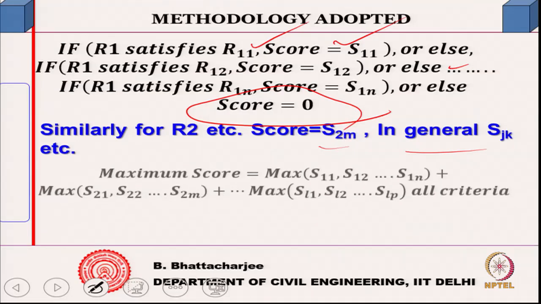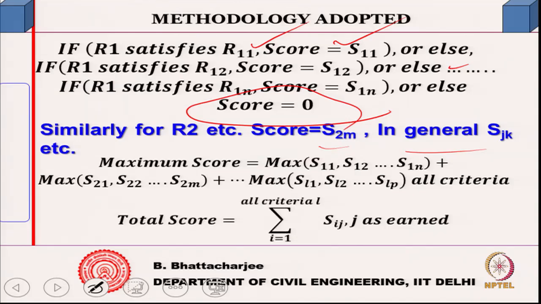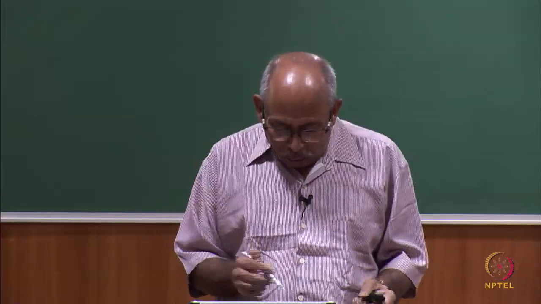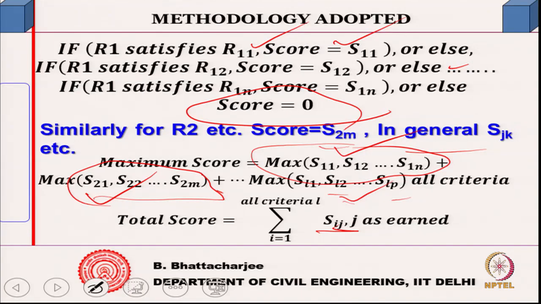So, the score comes like this. First of all, the maximum score possible is given by the max of S11, S12, etc., S1n, plus the max of S21, S22, etc., S2m, and so on. This one corresponds to criterion C1, this to criterion C2, and so on for all criteria, up to Cn if there are n criteria in total. When I sum up all the maximum values, that is the maximum score possible. Now, the attained total score would be the sum of the Sij values that I have accumulated.